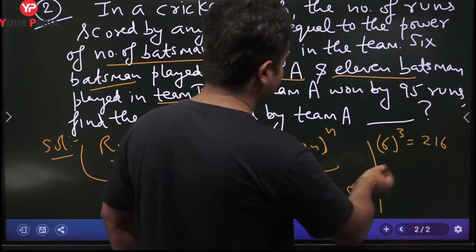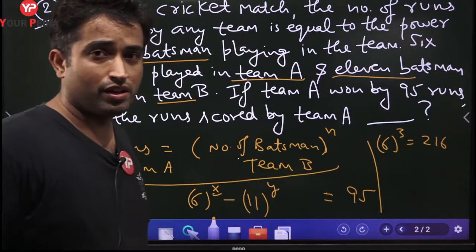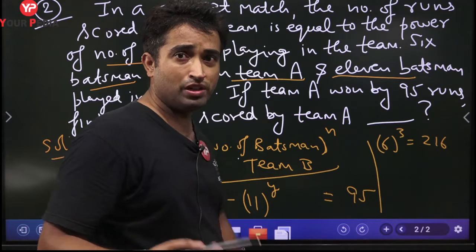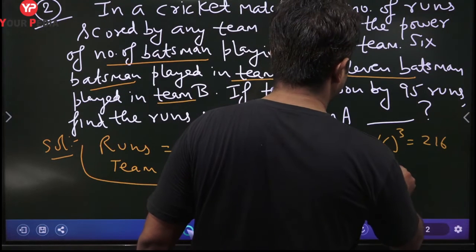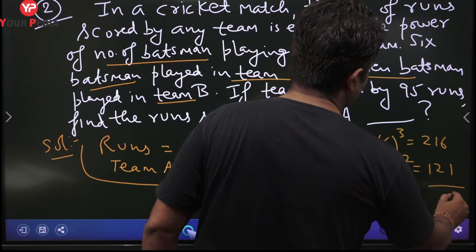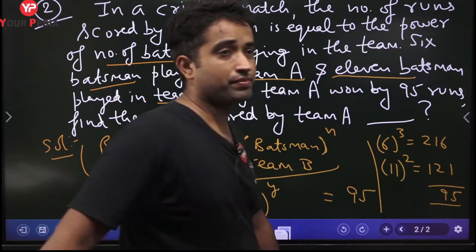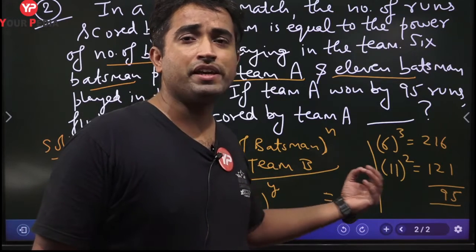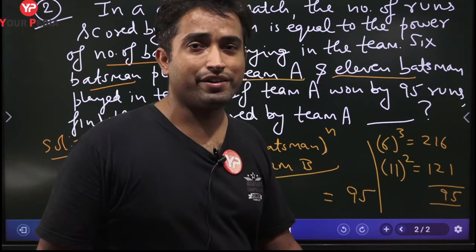11 as it is will not make much of a difference. Taking y as 1 will not make much of a difference. So let's take y as 2. So that is 121. And the difference will come out to be 95. Am I clear or not? Yes. So hence my equation is satisfied.